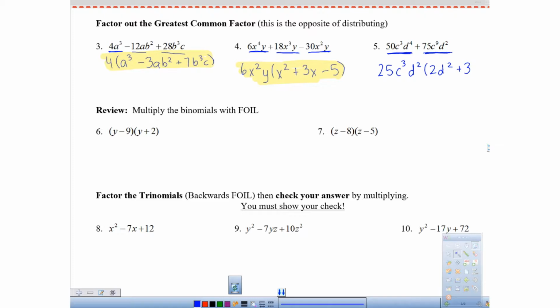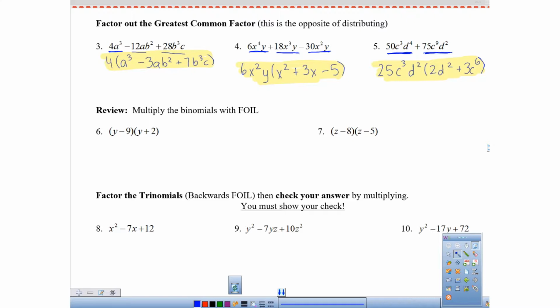9 C's, take out 3, I still have 6. 2 D's, and I take them out, they're gone. There's my answer. Okay, that's the beginning of factoring. That's factoring out a greatest common factor.